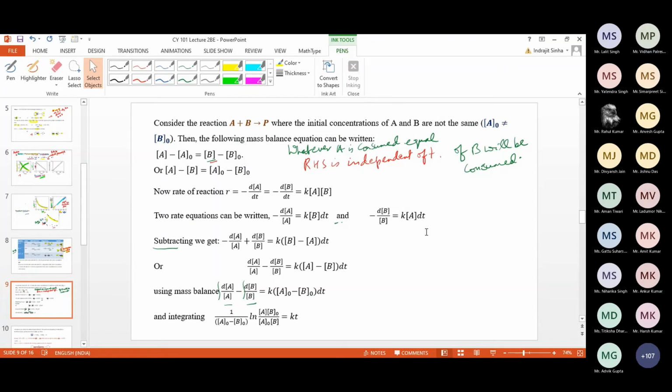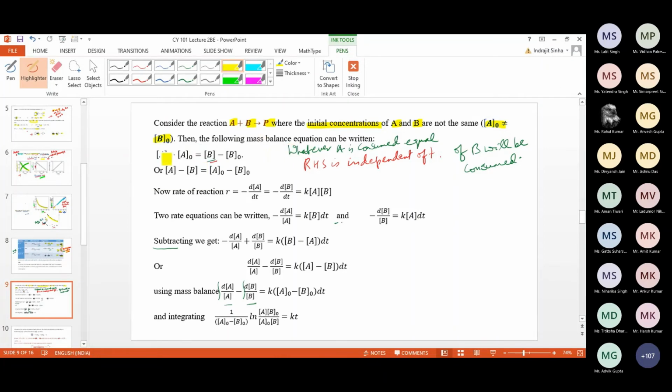Before we come to that, that is, how to find the order of a reaction, let us do some more very simple integrations. Okay. So let us consider this reaction: A plus B gives P. All right. And the additional constraint that we are putting in is that the initial concentrations of A and B are not the same. That is, A0 is not equal to B0.